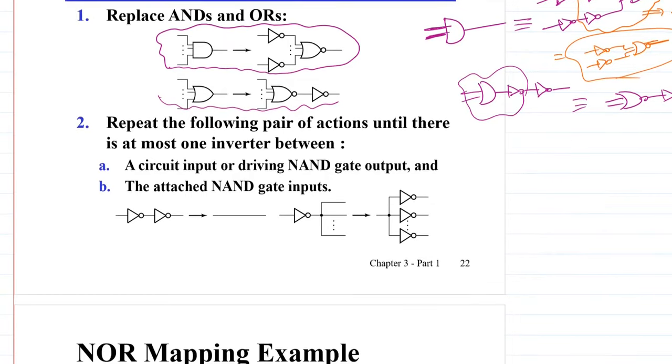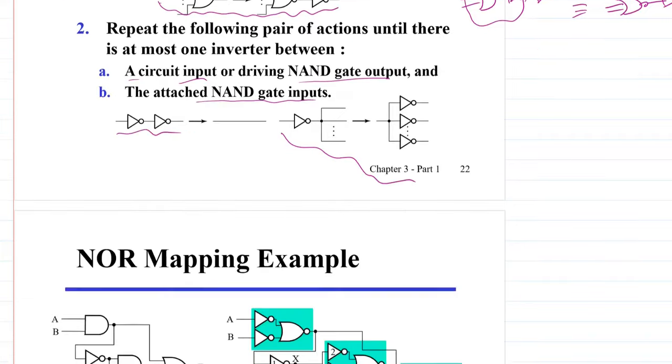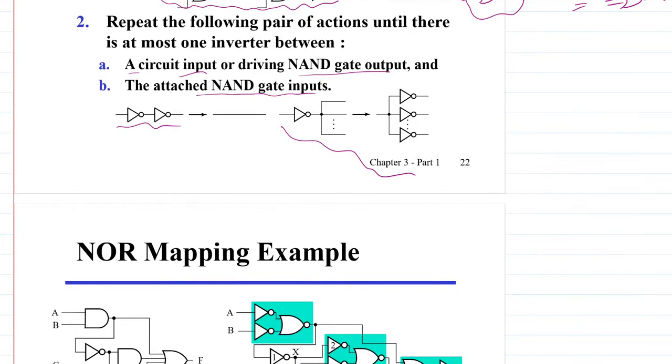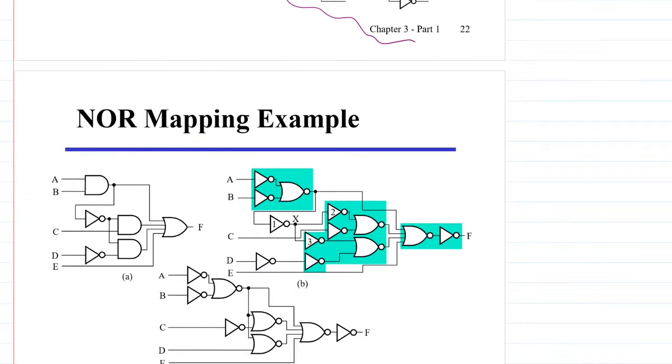And then we will repeat the 2 actions that we have here until there is at most 1 inverter between a circuit input or driving the NAND gate output and the attached NAND gate inputs. Let's see how we can do it. So basically this step will be the same as what we were doing for the NAND mapping.